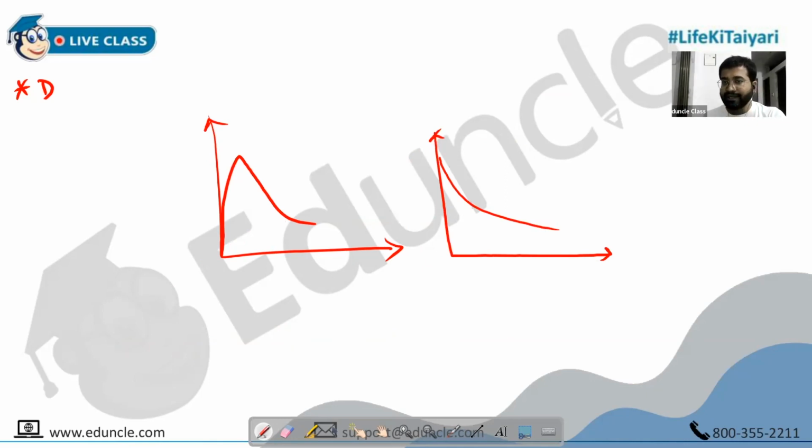ठीक है? Books don't tell these things. Books में either उन लोगों ने cos use किया रहेगा और sin use किया रहेगा. So some books may have used this graph, some books may have used these graph. Both of them are correct. This is valid if your function is sine. This is valid if your function is cos. So एक ये confusion I think आपको रहेगा.